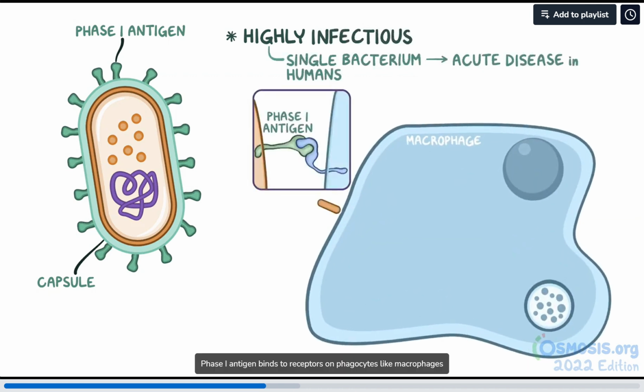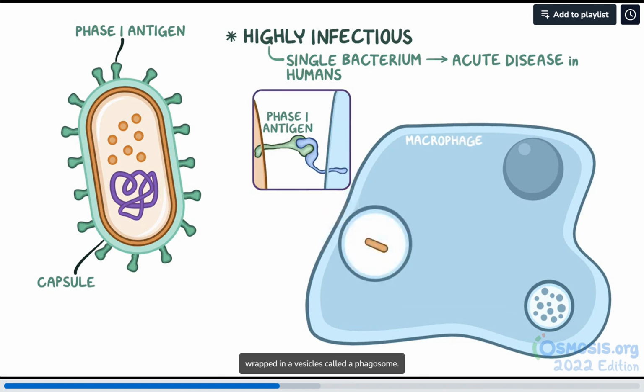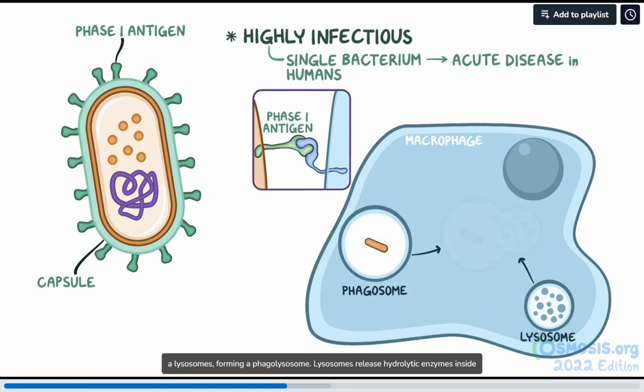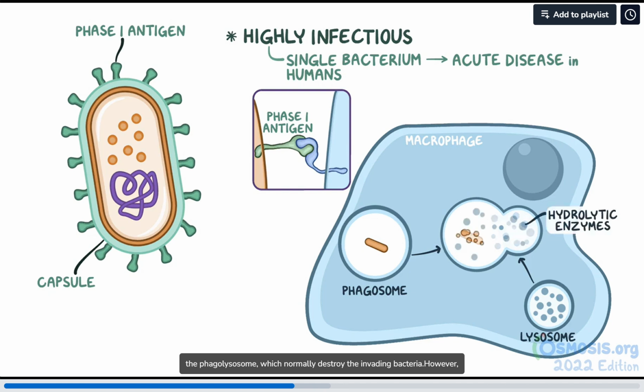Phase 1 antigen binds to receptors on phagocytes like macrophages in the lung. Normally, phagocytes destroy invading bacteria via endocytosis, which is when bacteria is engulfed by the phagocyte, wrapped in a vesicle called a phagosome. The phagosome would normally merge with another intracellular organelle called a lysosome, forming a phagolysosome. Lysosomes release hydrolytic enzymes into the phagolysosome, which normally destroy the invading bacteria.